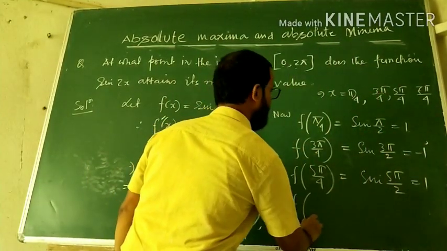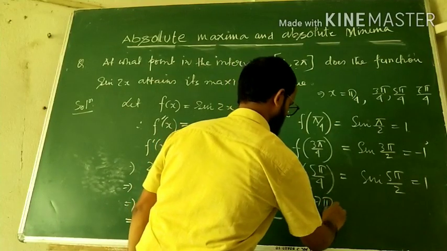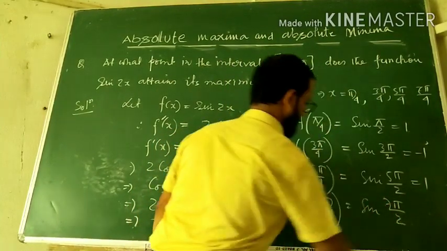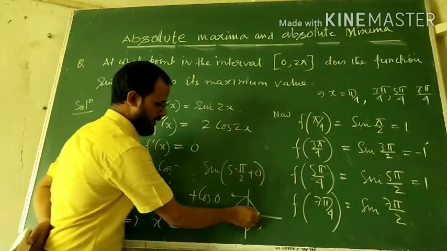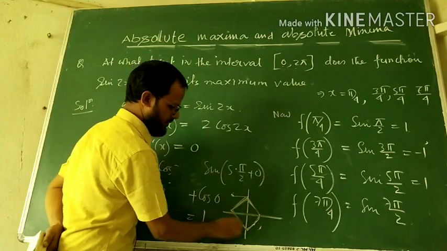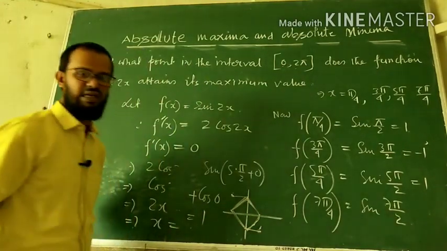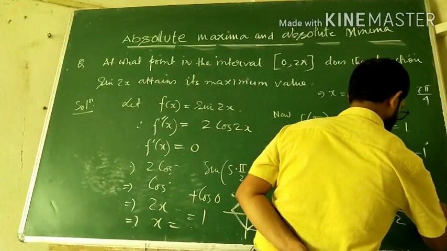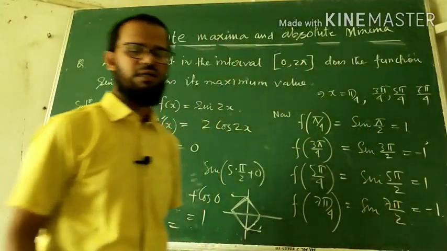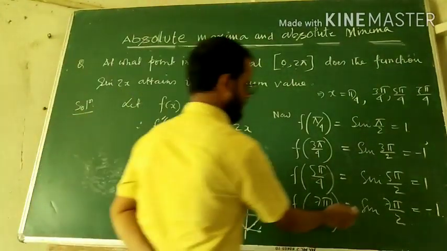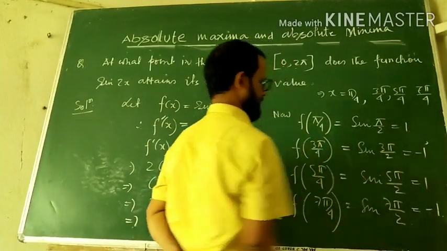And then f of 7 pi by 4 is equal to sin 7 pi by 2. So in 7 pi by 2, 1 quadrant, 2, 3, 4, 5, 6, 7 plus 0. Again in the 4th quadrant, sign is negative, and minus 1. For 7, sin changes to cos. Okay. This one and that one are the same.